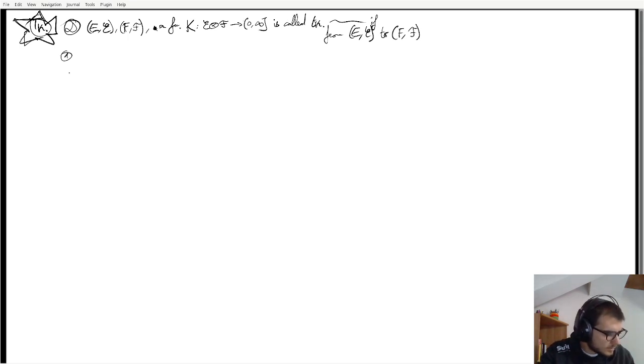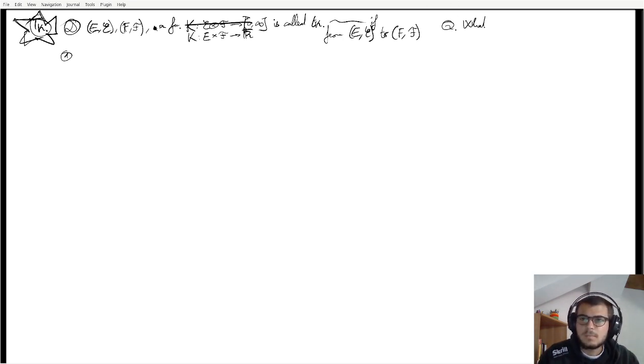Here I have it in this way. It's from E cross sigma algebra F to R extended, which is the same, but it includes also the 0 in this case, since it's R extended. Question: what happens when K explodes?